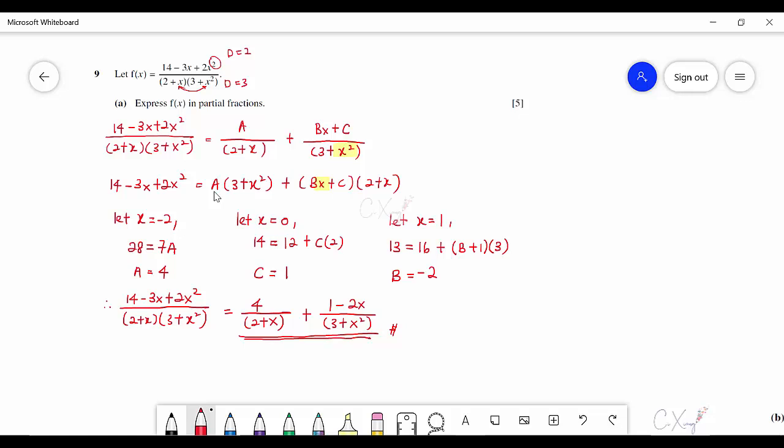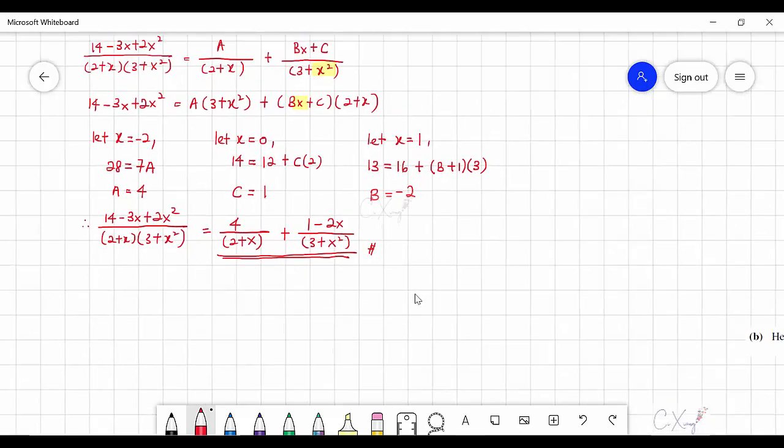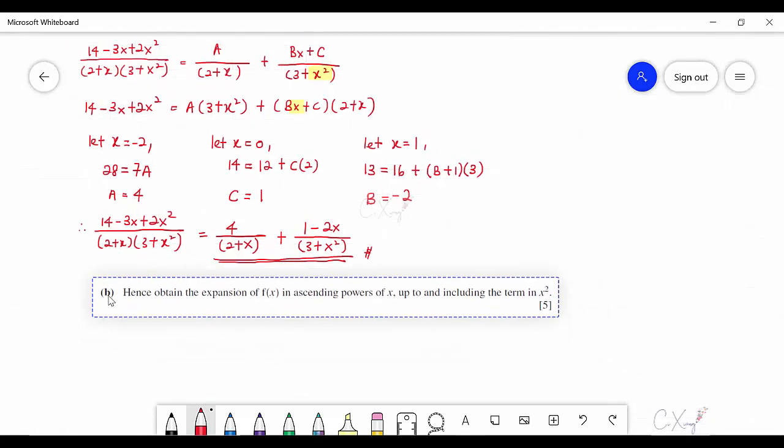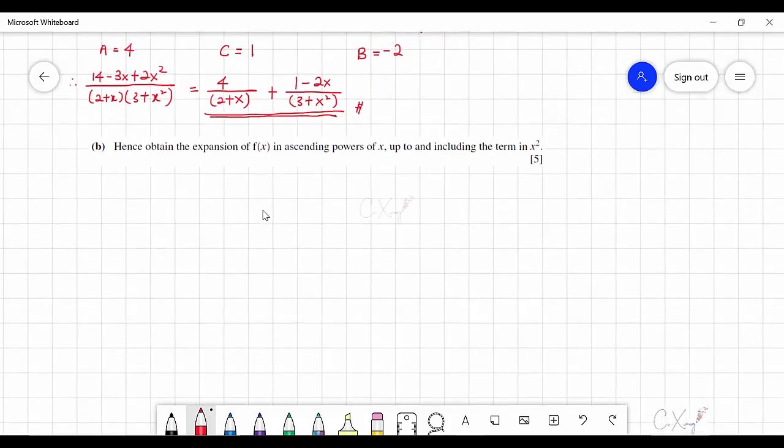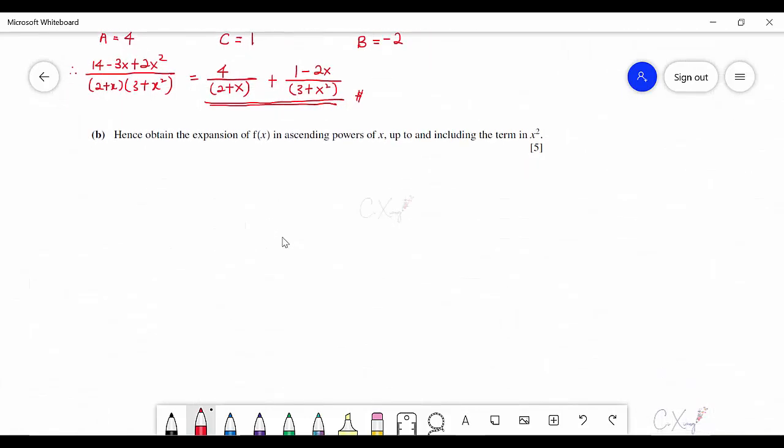Okay, now let us continue to part number 2. For part b, they want you to obtain the function f(x) in ascending powers of x up to and including the term in x squared. Generally they want you to do the binomial expansion for both. We have two terms here generally. This is the first term, and this is the second term.